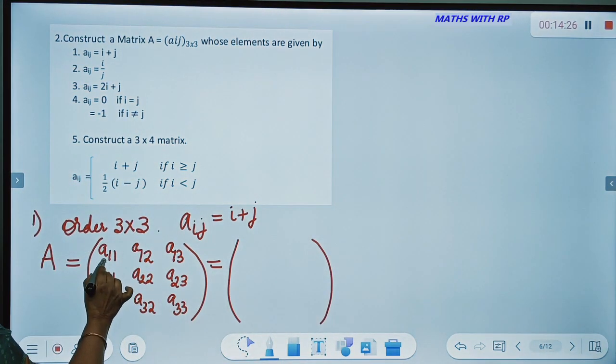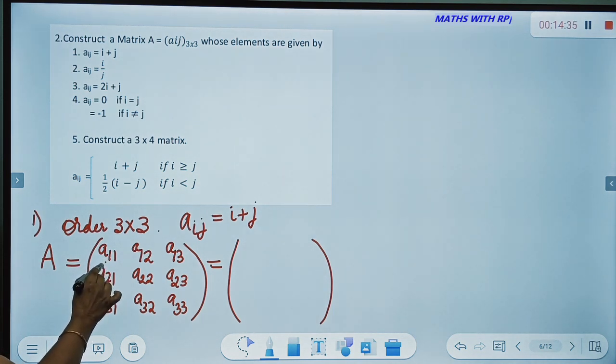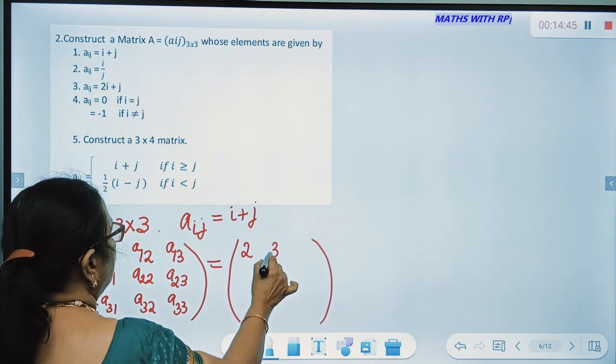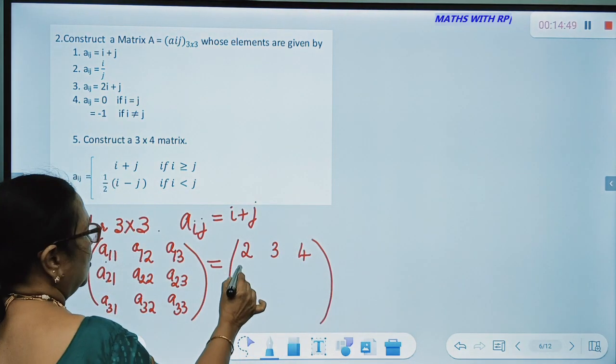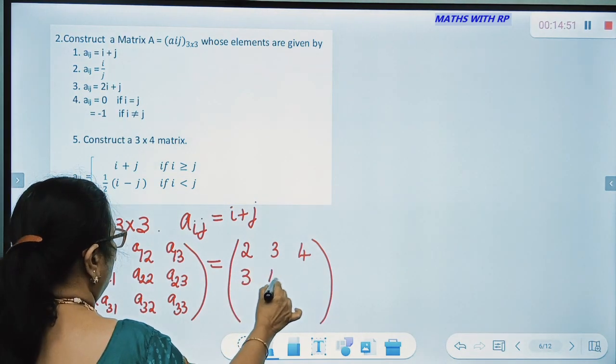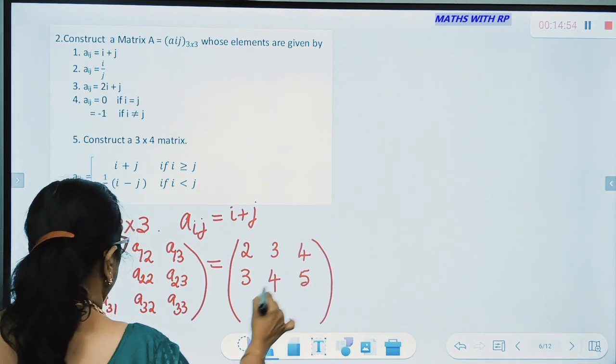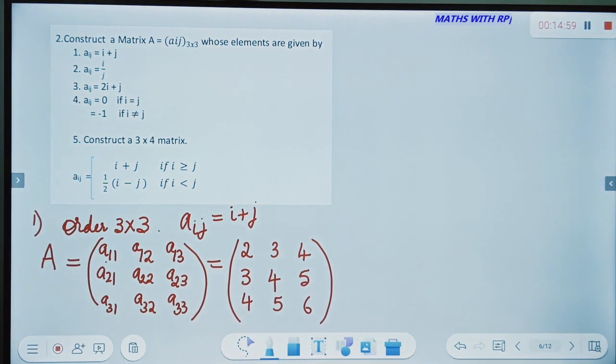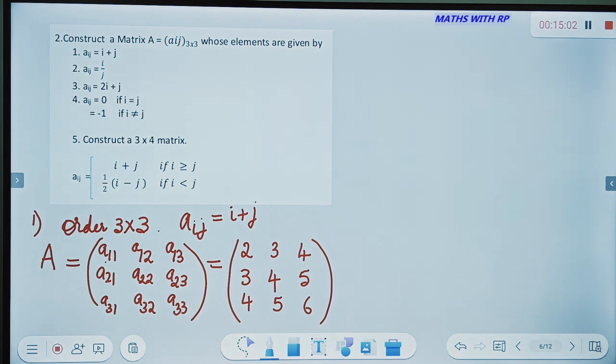So i plus j. The first number represents the row, the second number represents the column. First element represents the position in the row. The second number represents its position in which column. Okay. So 1 plus 1 is 2. 1 plus 2 is 3. 1 plus 3 is 4. 2 plus 1 is 3, 4, 5, then 4, 5, 6. So this is the matrix where the elements are defined by the formula aij equal to i plus j. I have just added.